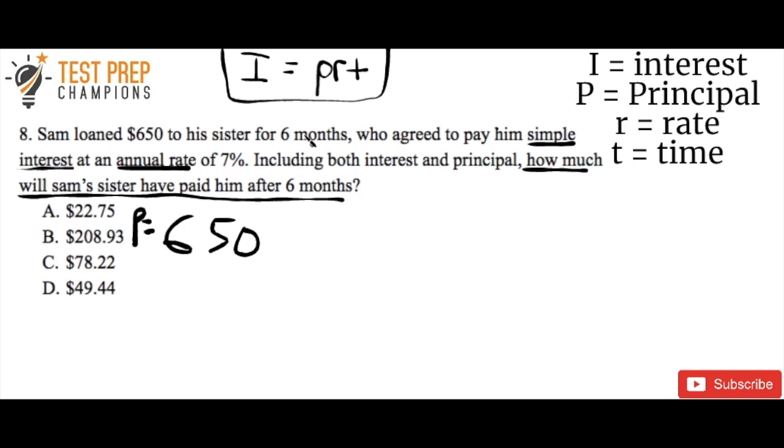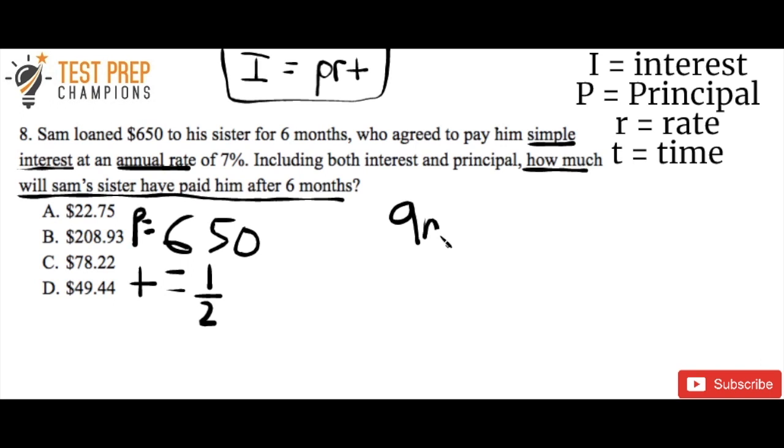So what we're going to have to do here is for our time, you have to put the time into years, not months. So 6 months is going to be half of a year. We can just say that time equals 1/2, right? Now, if for some reason they give you something weird like 9 months, hopefully you'd be able to convert that into years. But if you couldn't, here's what you would do.